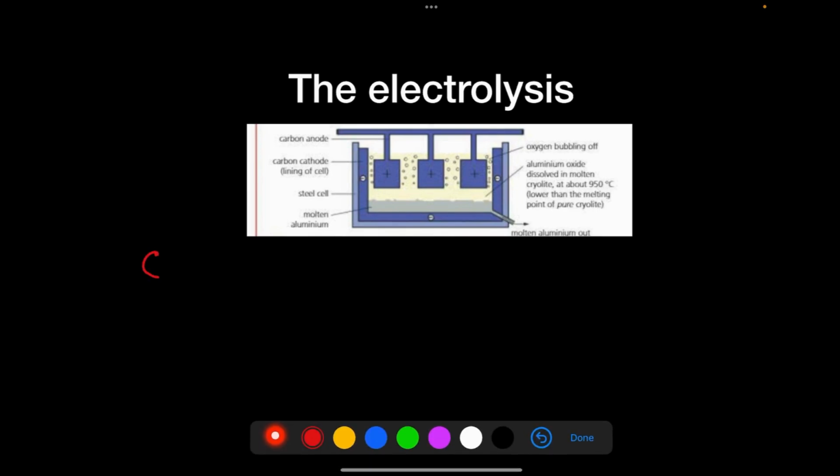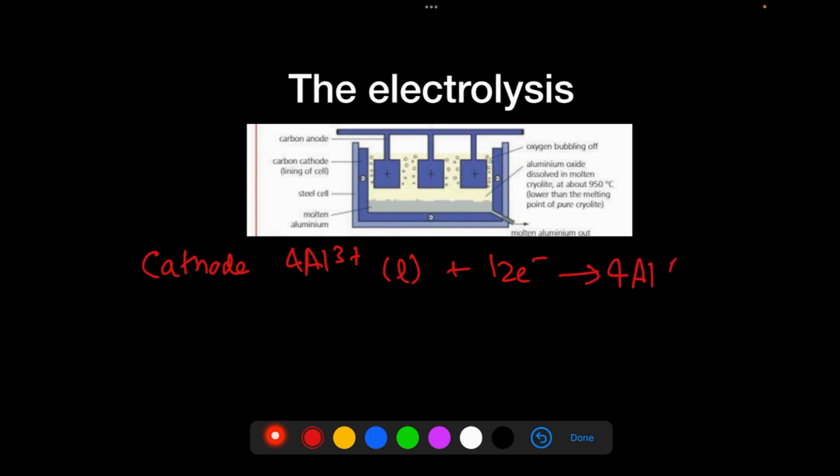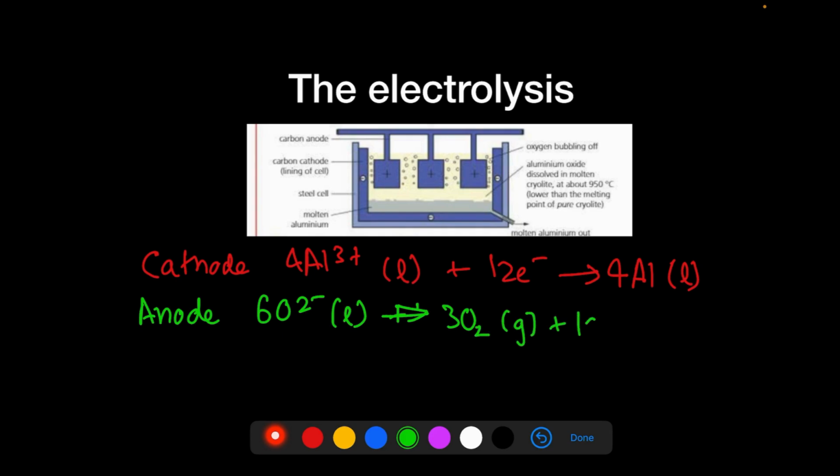So the reaction at the cathode, which is a negative electrode, is 4Al3+ (liquid) plus 12e-, which gives us 4Al (liquid). This is a reduction reaction. At the anode, the positive electrode, we have 6O2- (liquid), which forms 3O2 gas plus 12e-. This is an oxidation reaction.